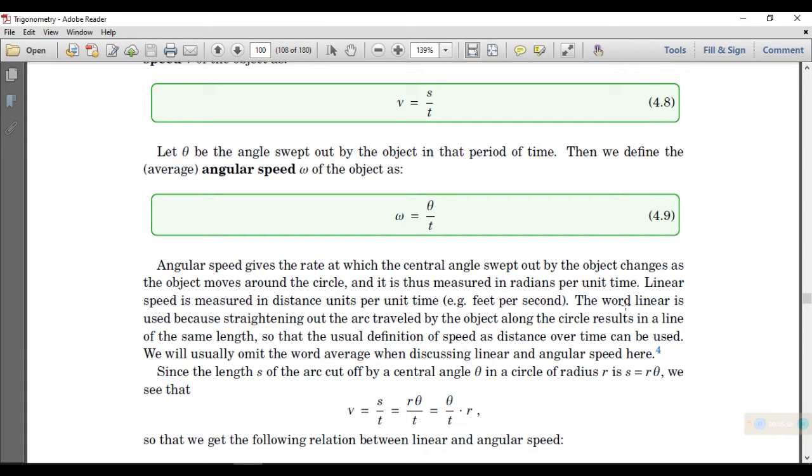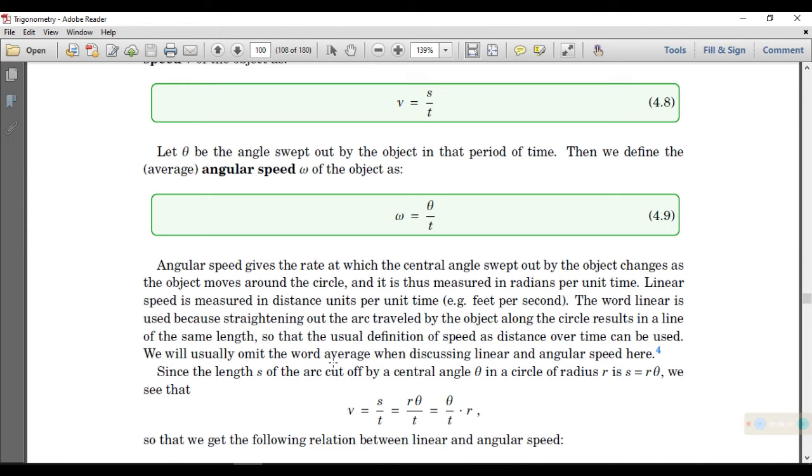Yan. So the word linear is used because straightening out the arc traveled by the object along the circle results in a line. Ito na nga yung ginawa natin kanina. Pag in-straighten out mo yung circle, if you flatten it out on a surface, you will end up with a straight line. So the circumference of the circle will cover a certain distance sa straight line. So that the usual definition of speed as distance over time can be used. So we will usually omit the word average when discussing linear and angular speed here.